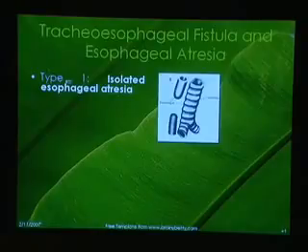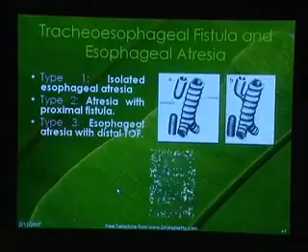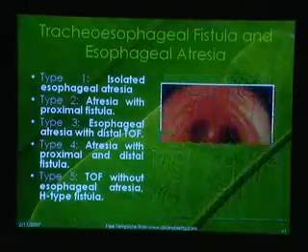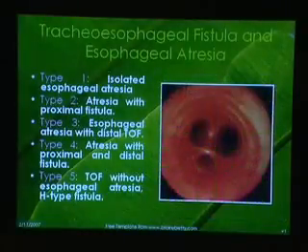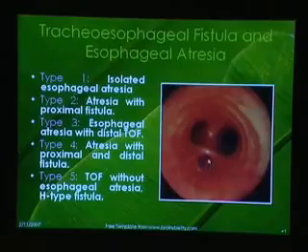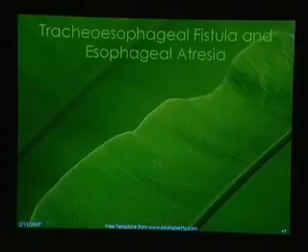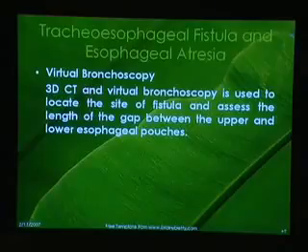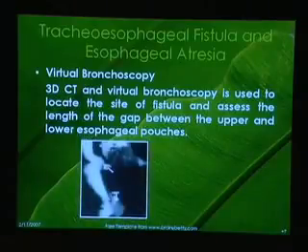The most important diagnostic conditions found by virtual bronchoscopy are the tracheobronchial fistula and tracheal atresia. We all know that we have 5 types of tracheobronchial fistula. Here is the fiber optic bronchoscopy showing the fistula tract. Virtual bronchoscopy is a 3D reconstruction used to locate the site of the fistula and assess the length of the gap between the fistula and the upper or the lower esophageal pouch, like here.